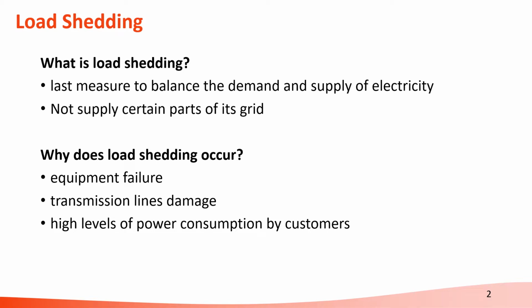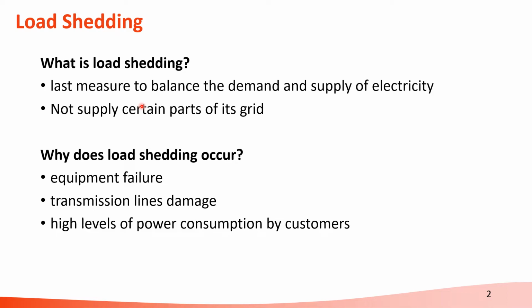Load shedding is when a company cannot generate enough electricity, so they try to shed the load by not supplying electricity to certain parts of its grid or city. This measure is usually the last measure to balance the demand and supply of electricity, because some of the users may not have electricity during the load shedding.